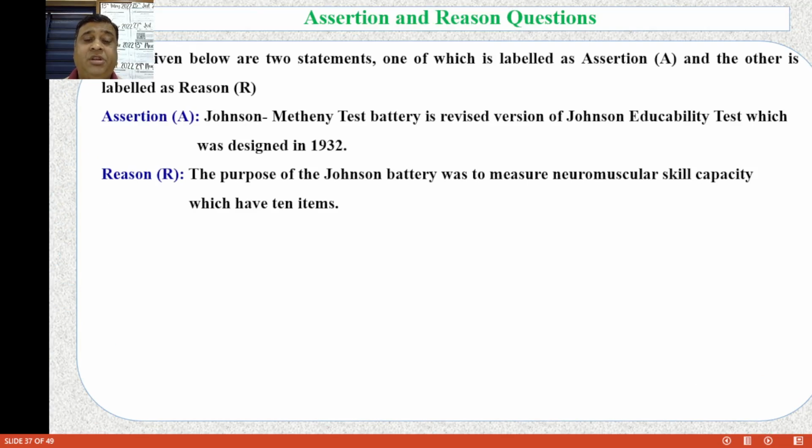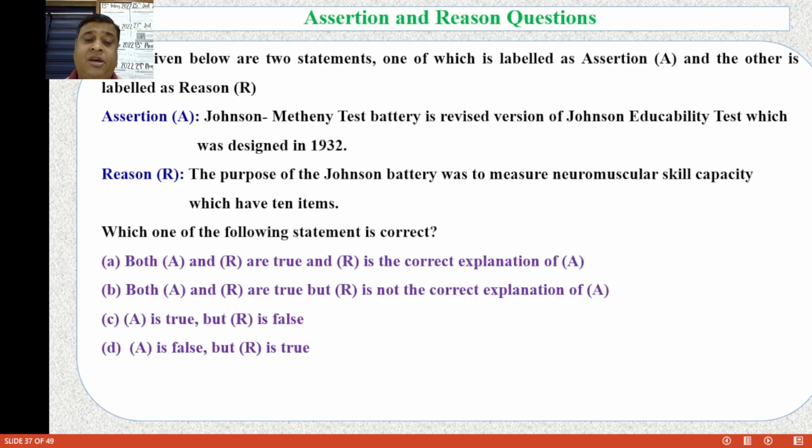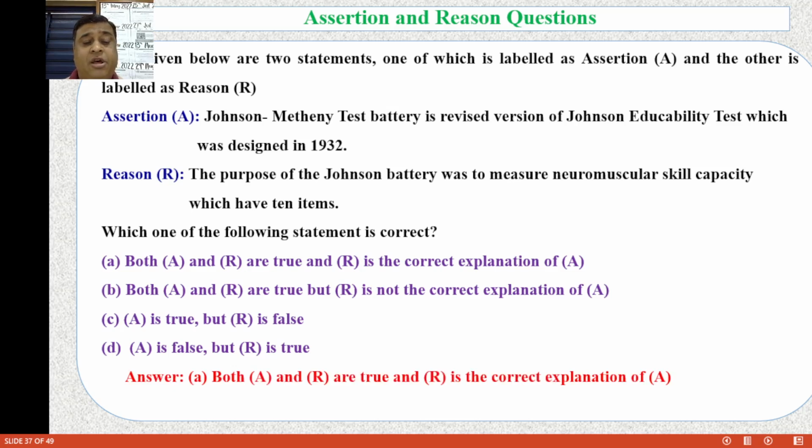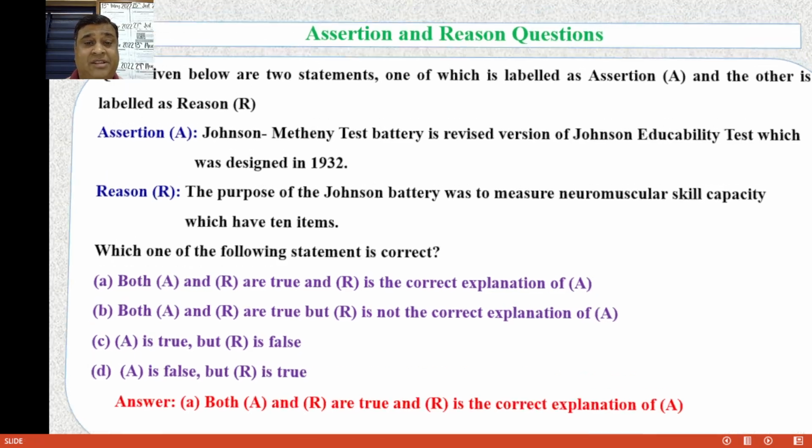Question number 35. Assertion: Johnson-Metheny test battery is a revised version of the Johnson eligibility test, which was designed in 1932. Reason: the purpose of the Johnson-Metheny test was to measure neuromuscular skills capacity, which had 10 total items. After the revision, 6 items were eliminated and 4 items remain, and the option is correct. Both assertion and reason are true, and reason is the correct explanation of assertion. The statements are similar to my previous slides.